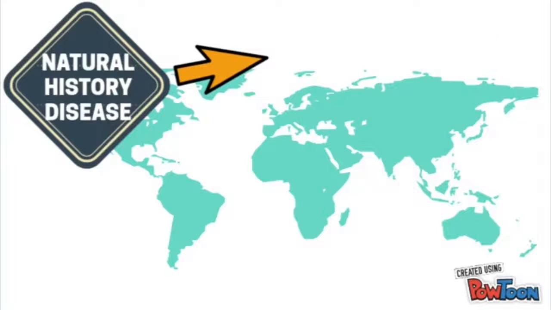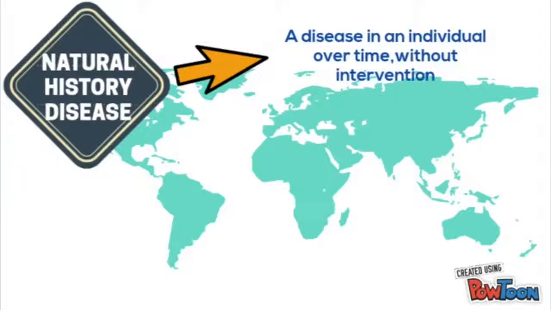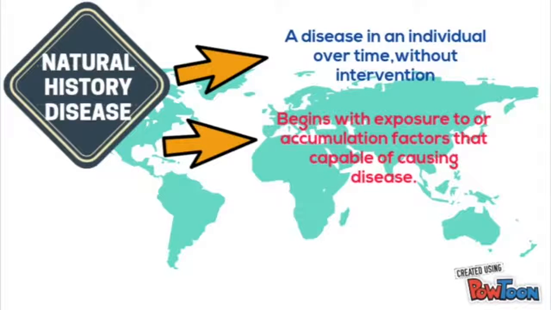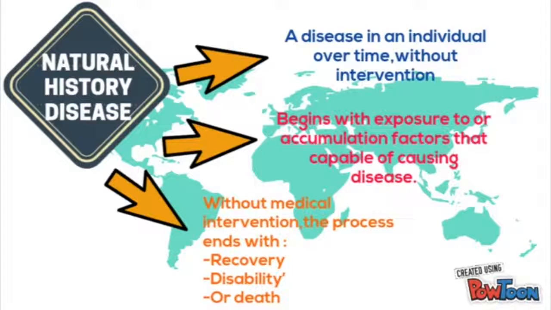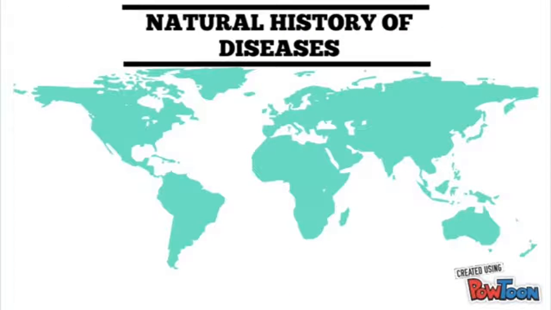So natural history of disease is the course of a disease in an individual over time without intervention. It begins with exposure to accumulation of factors that are capable of causing disease, and without medical intervention, the process ends with recovery, disability, or death.